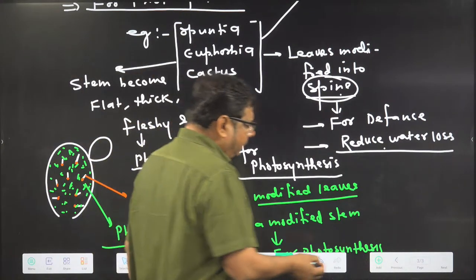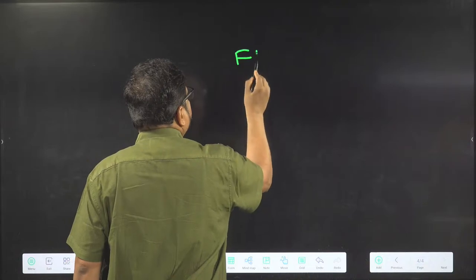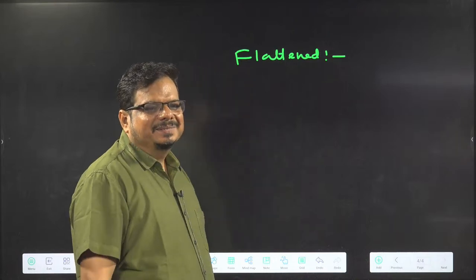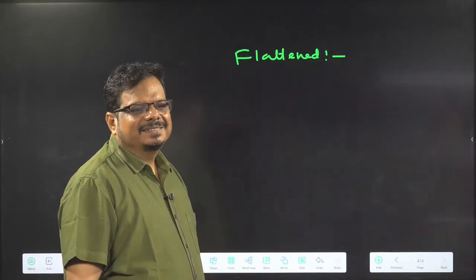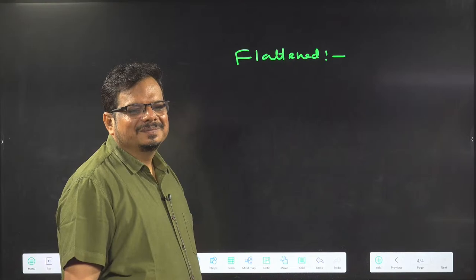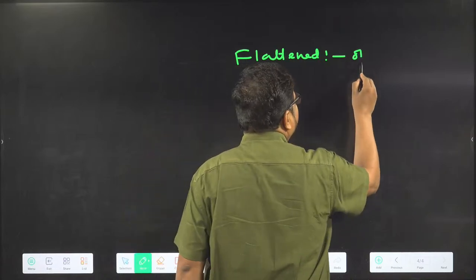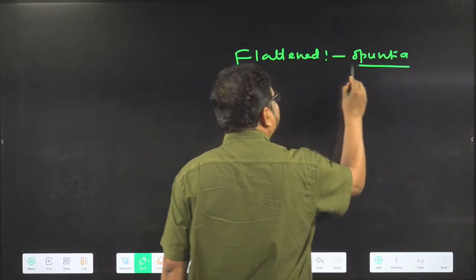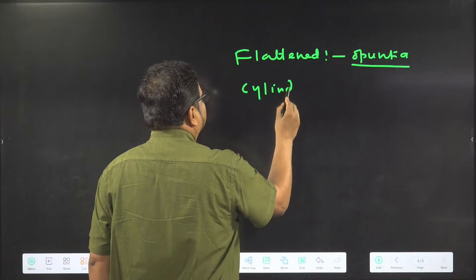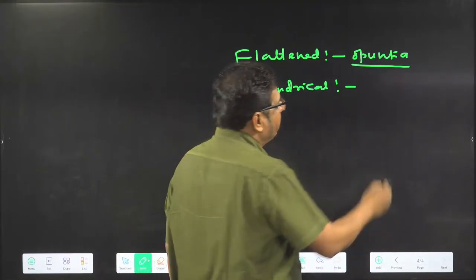So what final answer came? Flattened in Opuntia, cylindrical in Euphorbia.